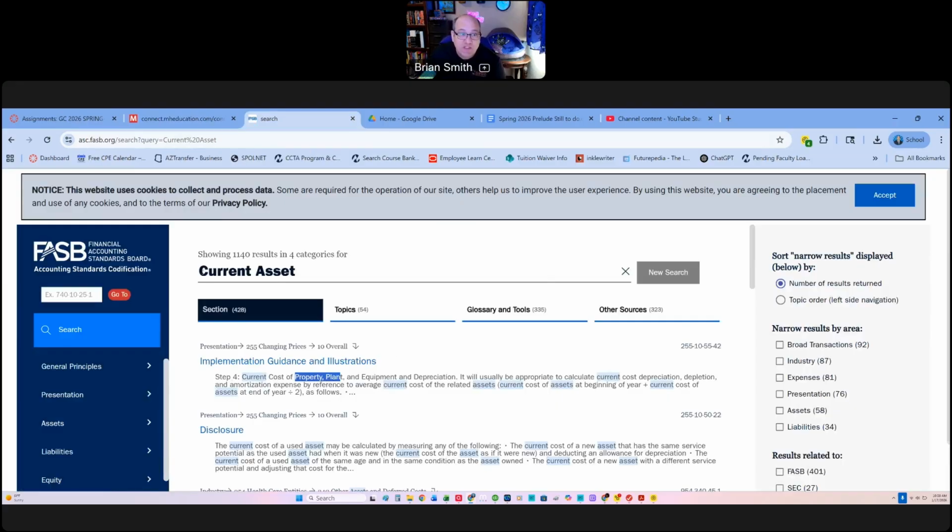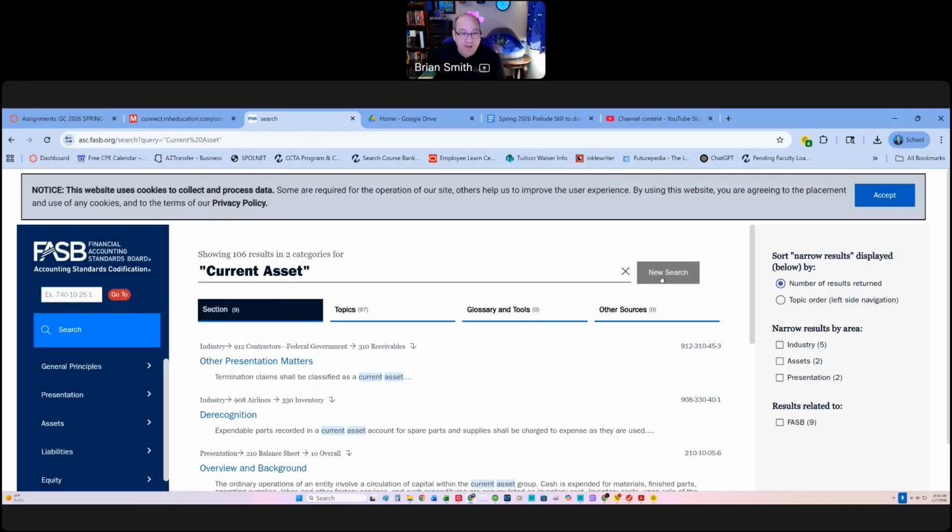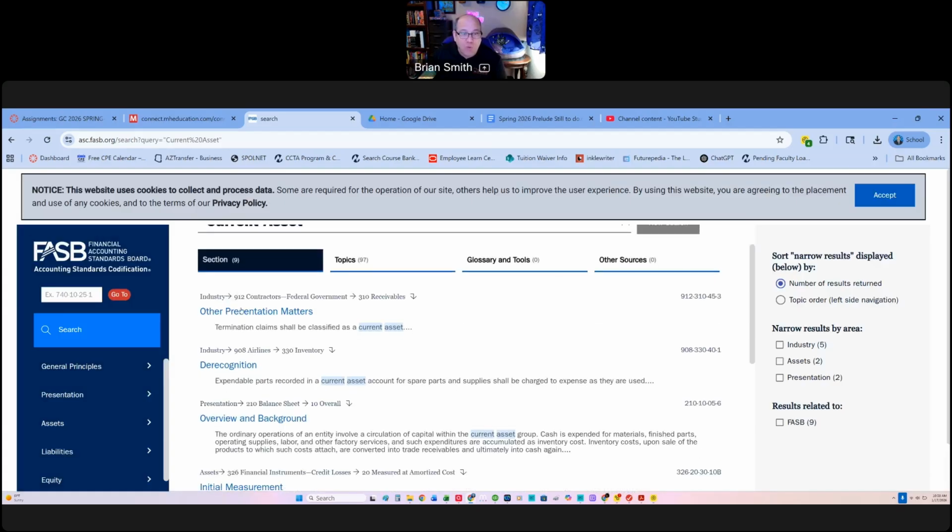So let's try this. I don't even know if this is going to work, and we'll find out together. Let's put quotes around current asset. This hopefully is going to look for only things that say both current and asset and are right next to each other. All right, so we definitely did get a lot of different stuff. Now, if you need to figure out where all these things are, we're looking in this section.